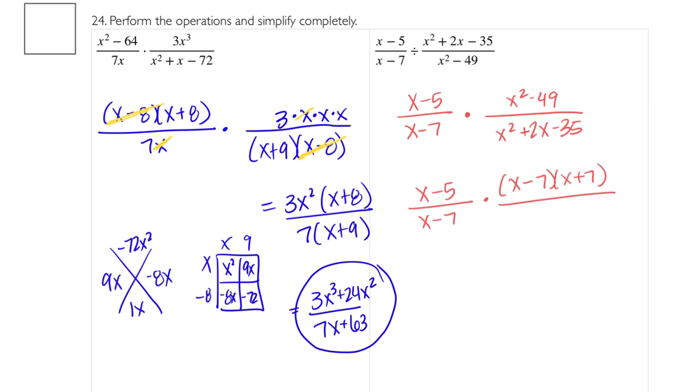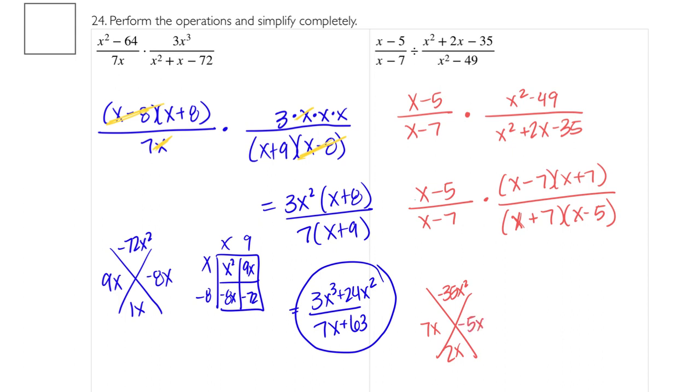And then x squared plus 2x minus 35 is going to be positive 7 and negative 5. And you can do the x game and figure that out. You've got to multiply to get negative 35 and add to get 2. That's going to be a positive 7 and a negative 5.